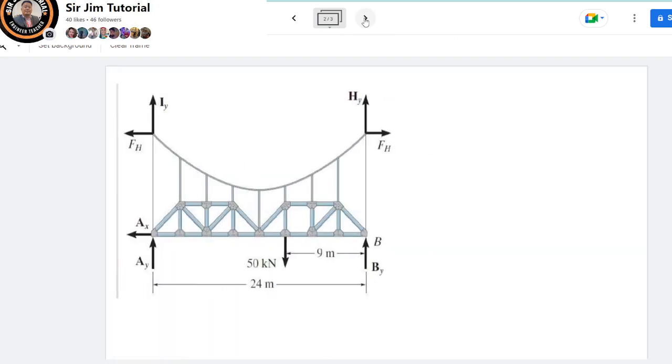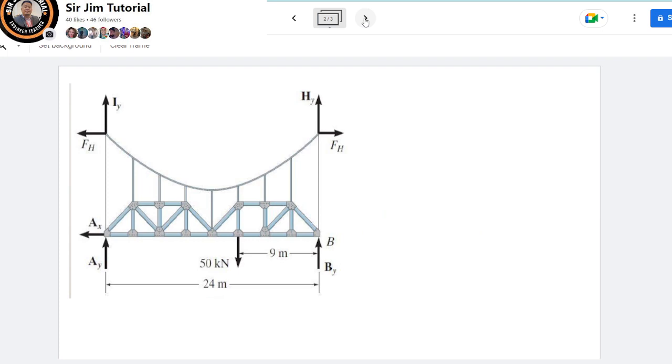Okay, so let's start. If you are going to draw the free body diagram of this, we can have this. So we sum up moment here at B. Summation of moment at B equals 0.